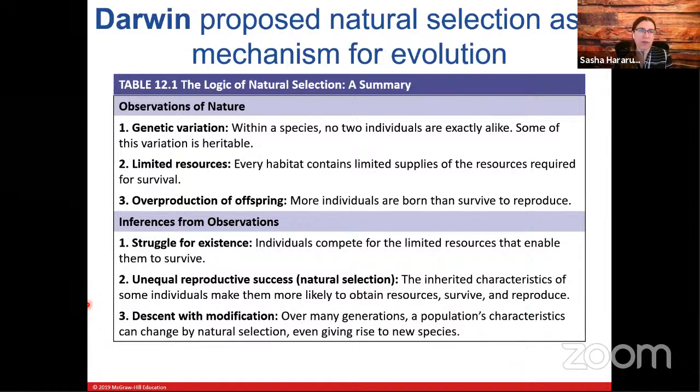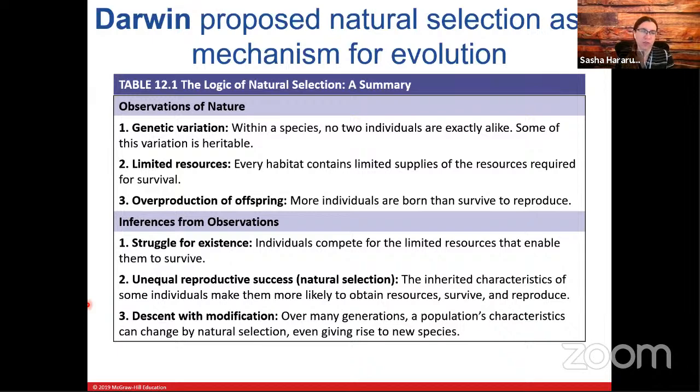the natural selection. The first observation was the genetic variation. Within a species, no two individuals are exactly alike, and some of this variation is heritable. So the large beaks in finches are heritable. The baby birds will have large beaks like their parents.